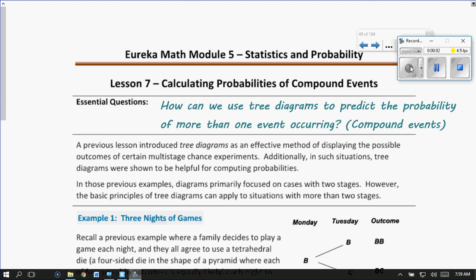This is Module 5, Lesson 7. It is the last lesson in Topic A. So today we're calculating the probabilities of compound events. How can we use a tree diagram to predict the probability of more than one event occurring?